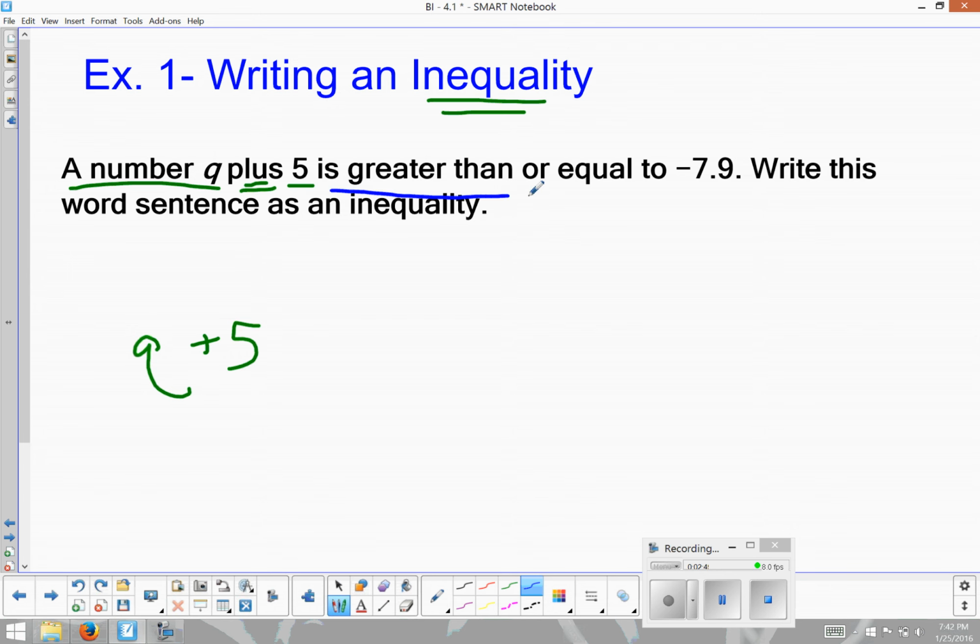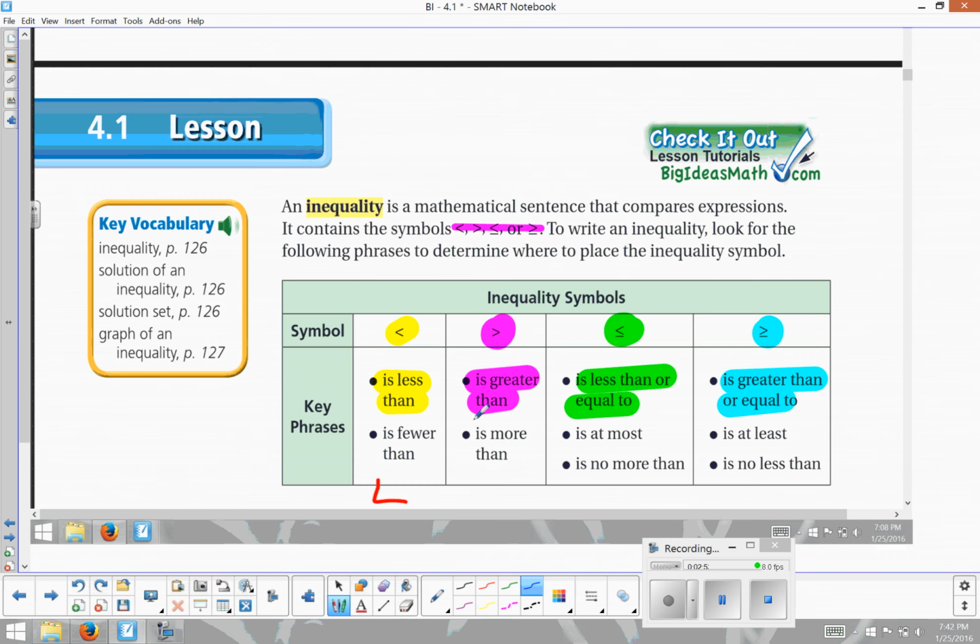Now, here's where you need to be careful. It says is greater than or equal to. Let's go back to our chart. Which one says is greater than? That one does. But does it say equal to? No. Oh, is greater than or equal to. So we're going to use the greater than with the equal. To what? We notice it's going to be to 7 or negative 7.9. And that's all you have to do.